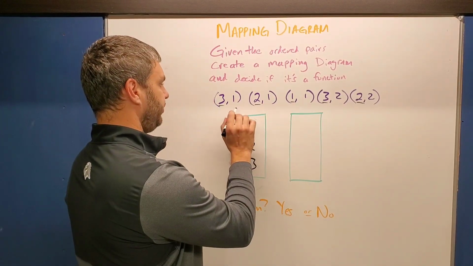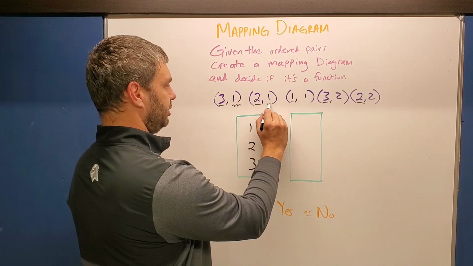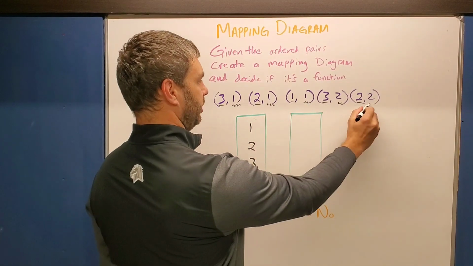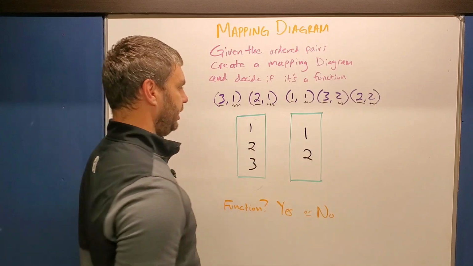And then for the other ones, for my y's, I'll do a squiggle line. We have 1, 1, 1, 2, and 2. So just 1 and 2. And then I'm going to connect these.